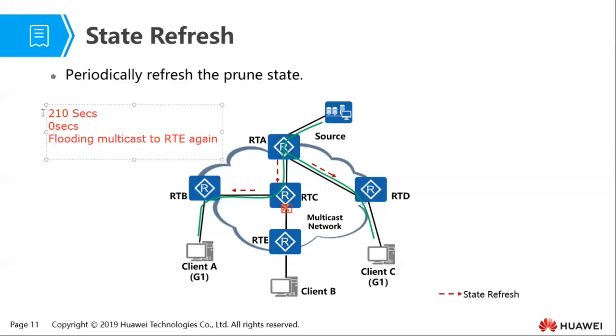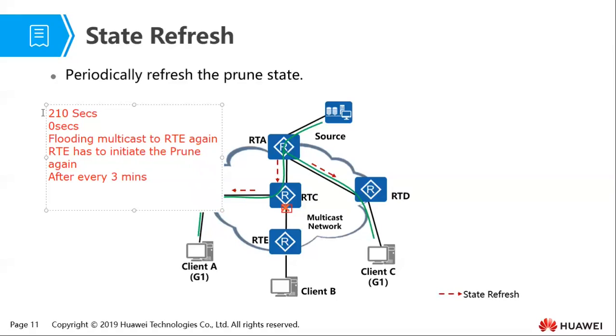So RTE has to initiate the prune again. So these will happen after every 3 minutes. So how can we prevent this? Because these will consume network resources after every 3 minutes.